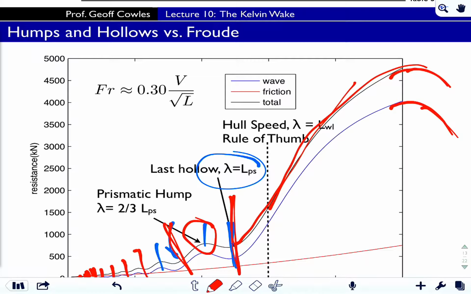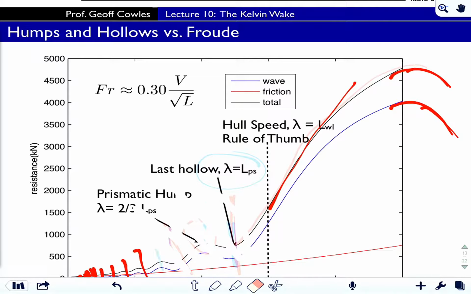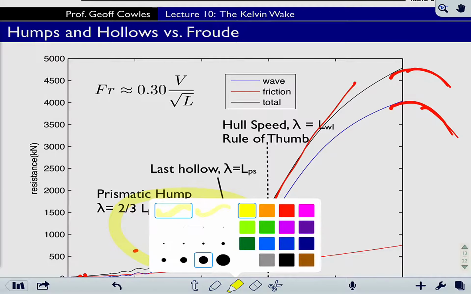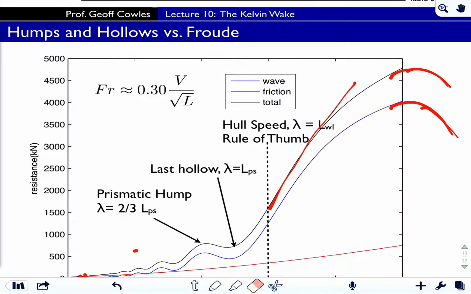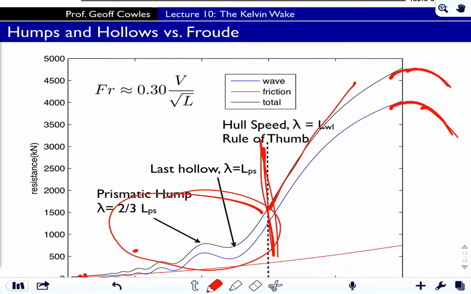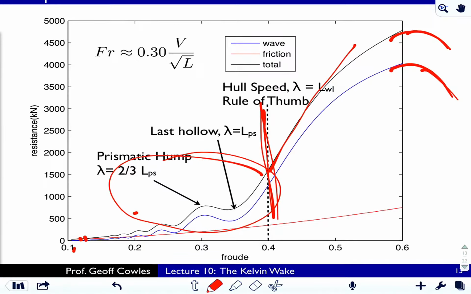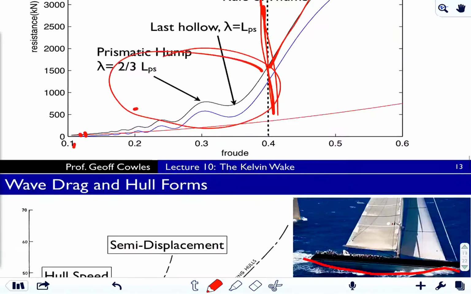So our focus is, and I agree this is getting to be messy, our focus is really in this regime here, looking at these humps and hollows, and again we have this sort of rule of thumb location, 0.4, where displacement boats are stopped.